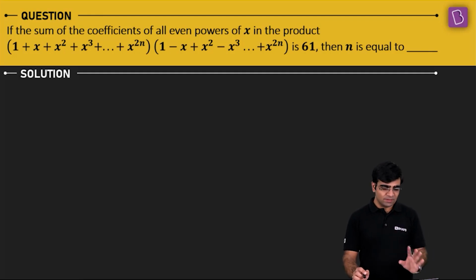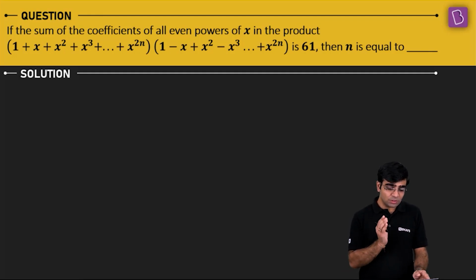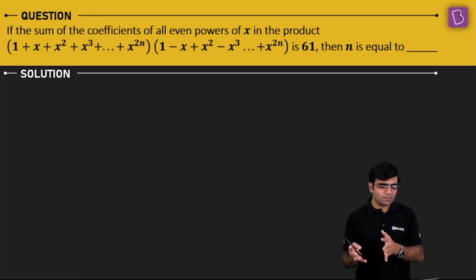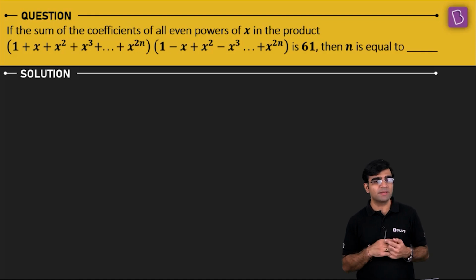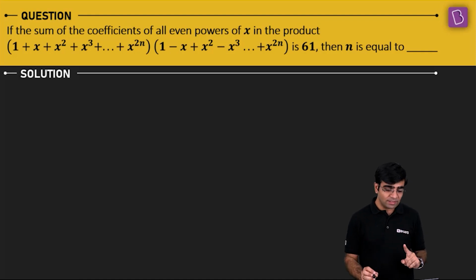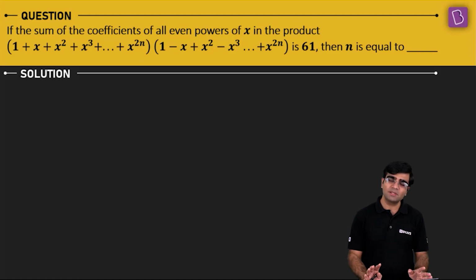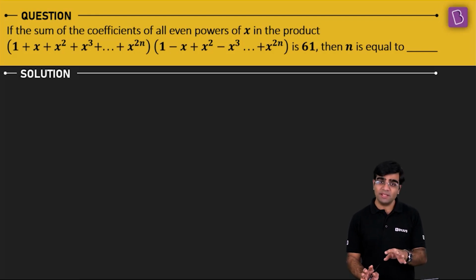Now let's quickly begin with this. They say the sum of the coefficients of all even powers of x. So there is a product. Even if I simplify the product, I'll get some even powers of x and some odd powers of x. They are saying that I want the sum of the coefficients of the even powers of x in the product, and that turns out to be 61. Then they're asking the value of n.